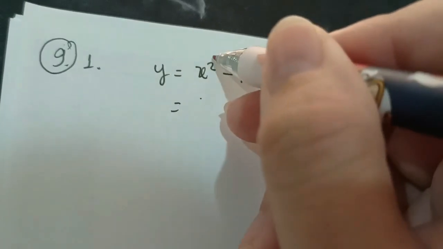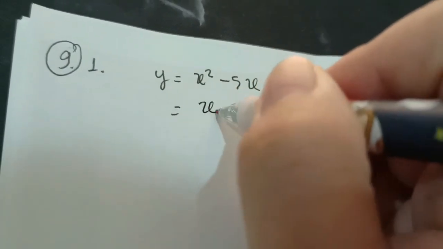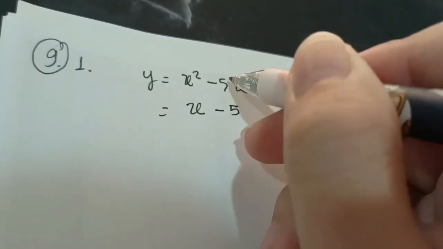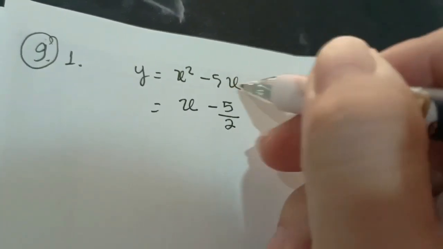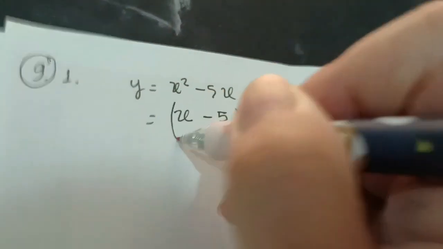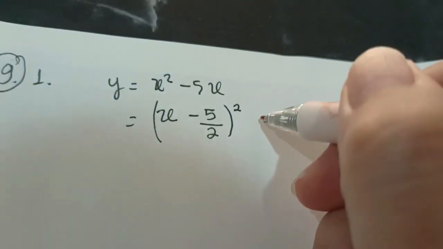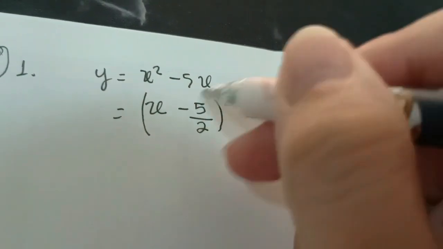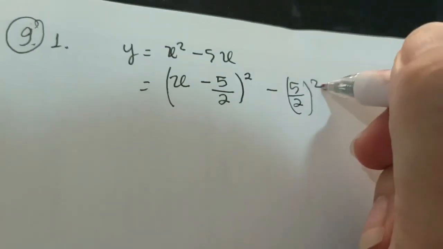In order to remove the quadrat over here, we are going to make it like this. x minus, over here, the 5 divided by 2, and then the x also will be gone. In exchange, we give quadrat over here, and then minus 5 per 2 quadrat. Why?